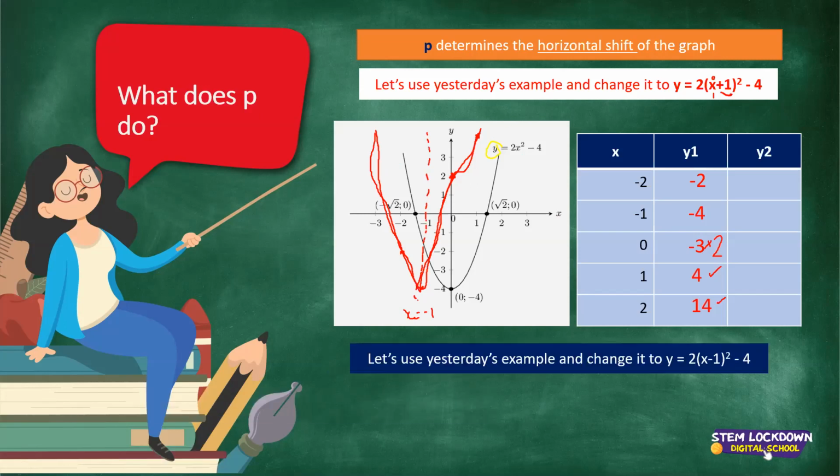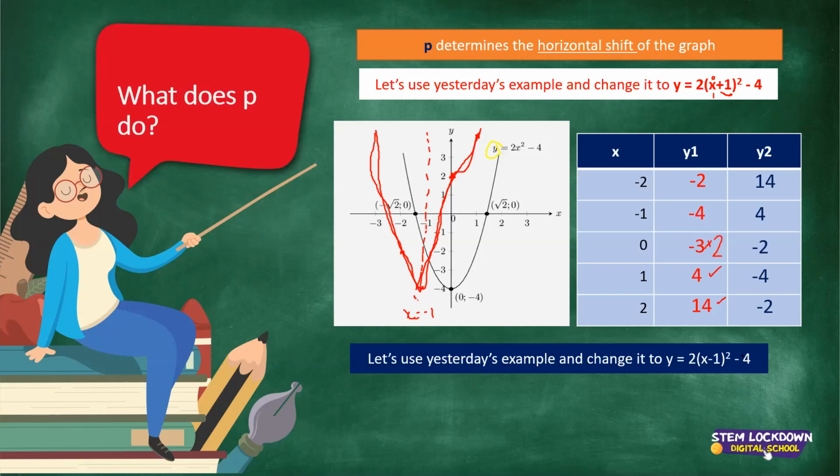Now, when we use x minus 1, let me change pens. We're going to build this again. Where x is minus 2, you have minus 2 minus 1, which is minus 3. Minus 3 squared is 9, times 2 is 18, minus 4 is 14. Then when you substitute with minus 1, you get minus 2 in the bracket. When you square that, you get 4, times 2 is 8, and 8 minus 4 is 4. Put in a 0 there, and we have a minus 1 squared, which is 1, which makes it 2 minus 4, which gives us minus 2. And we do the same to complete our graph.